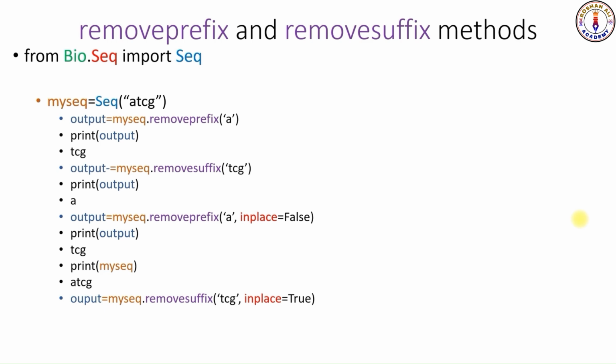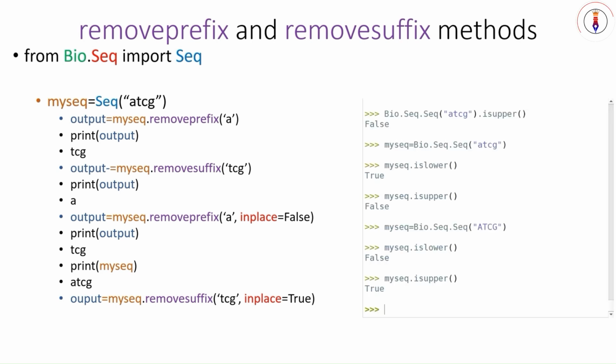They are immutable. For this purpose, we have another class called mutable Seq class. If you create a sequence with mutable Seq, then inPlace equals true will work there. First, let's see the practical of this part.